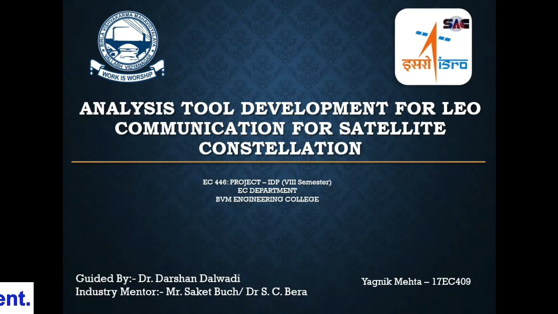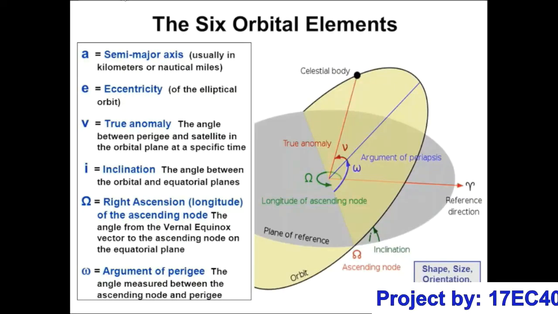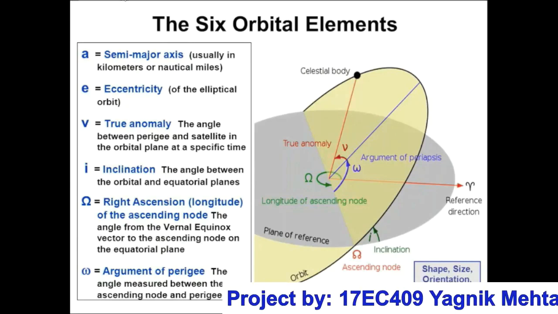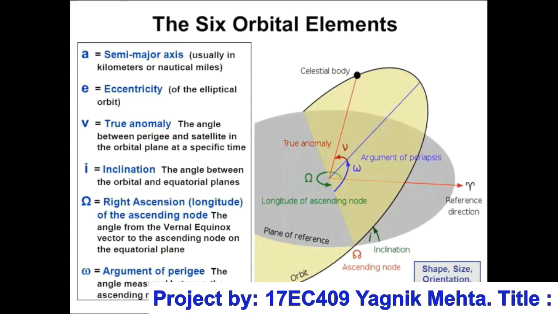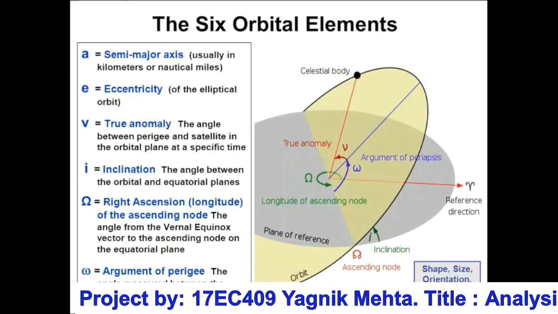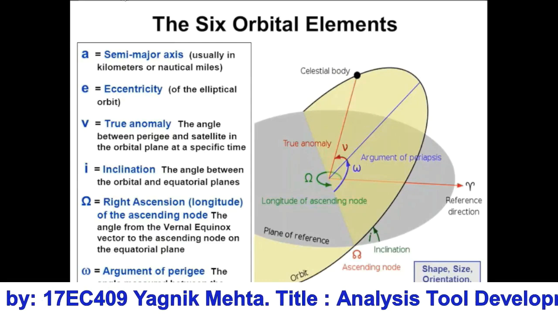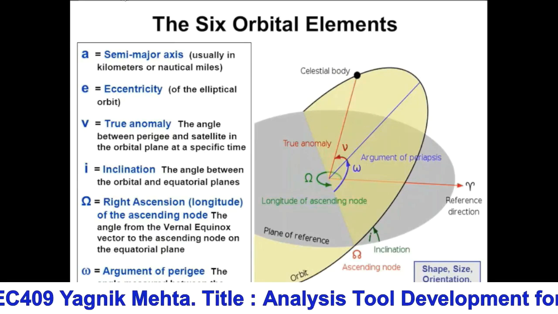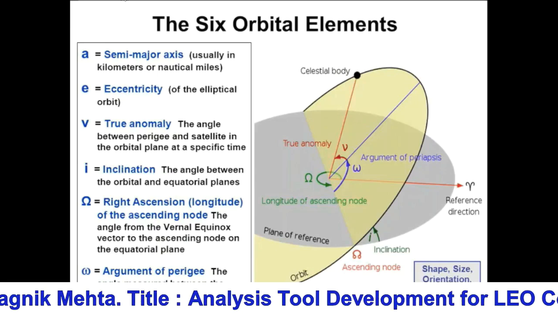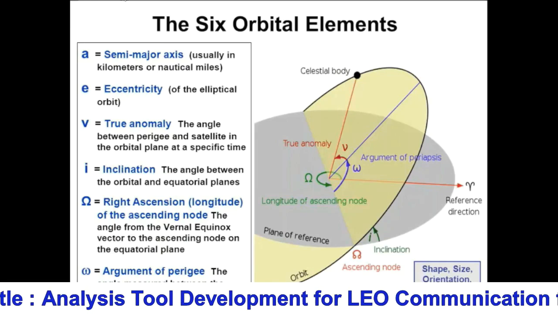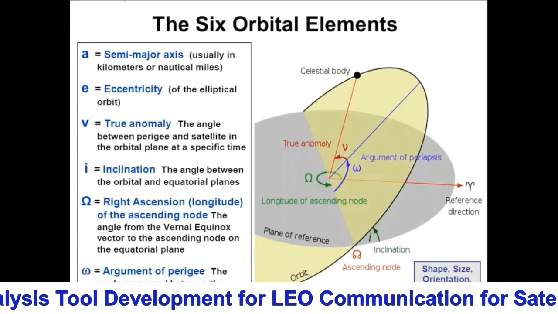Considering this, there are six Keplerian parameters which are very important to calculate the orbital ground track. The first is the semi-major axis. It is half of the sum of the perigee and apogee distances, and it is usually measured in kilometers. Second is eccentricity. It describes how elongated the ellipse is and how it is shaped. For example, for a circular orbit, the eccentricity is equal to 0. Next is the true anomaly. True anomaly is the angle between the perigee and the satellite in the orbital plane at a specific time.